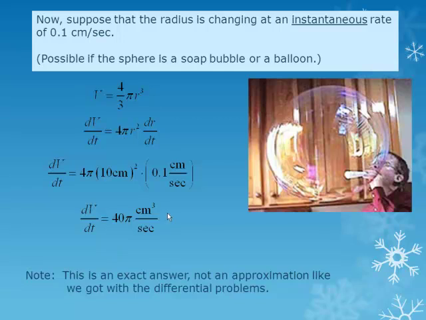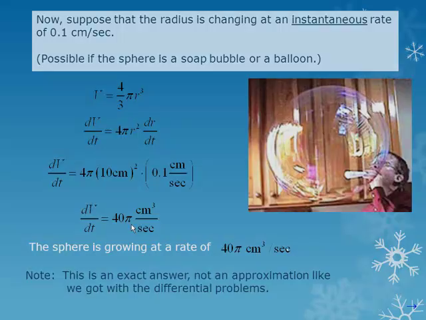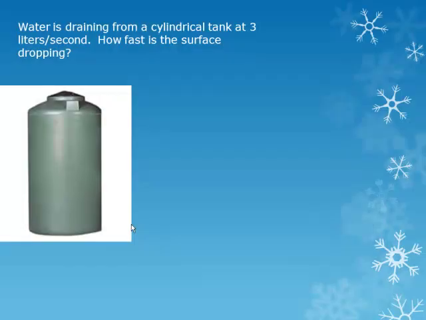Note that this is an exact answer. It's not an approximation like what we did with differentials. Okay? The sphere is growing at a rate of 40 pi cubic centimeters per second. So that's kind of the gist. You want to figure out what you're finding, come up with a relationship between your variables, and then from there find the derivative. Because if I can find a relationship between my variables, then I can find a relationship between my rates.